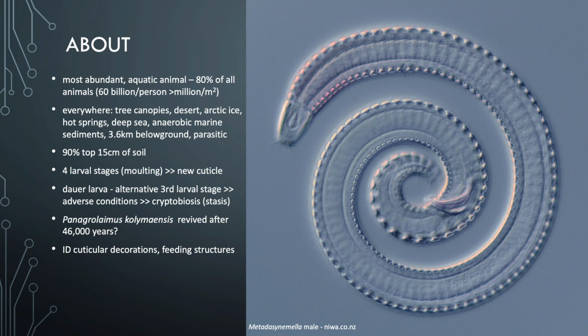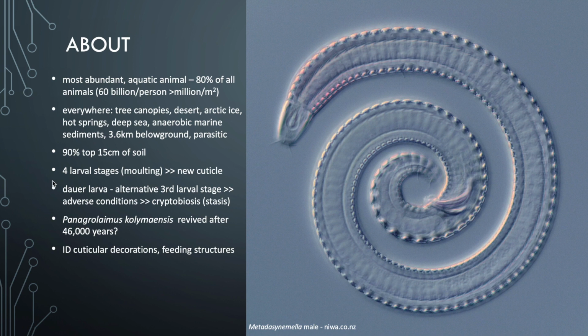They're everywhere, and because they're little, we don't see them, but they cover pretty much every surface of the Earth. All the way from tree canopies to desert to living in Arctic ice, hot springs, deep sea, anaerobic marine sediments. They even live 3.6 kilometers below ground, and a lot of them are parasites of other animals. That just shows you the sheer resilience of these animals. But 90% of nematodes actually live in the top 15 centimeters of soil. We actually want to concentrate on those.